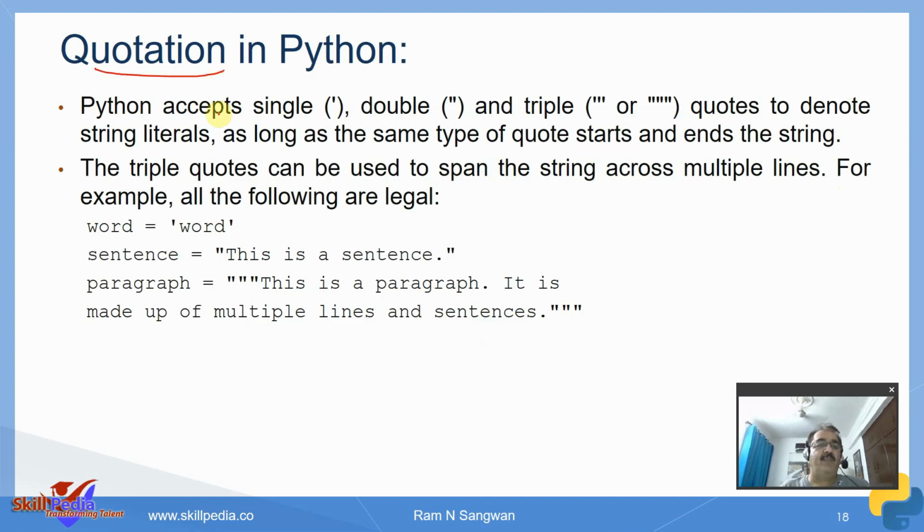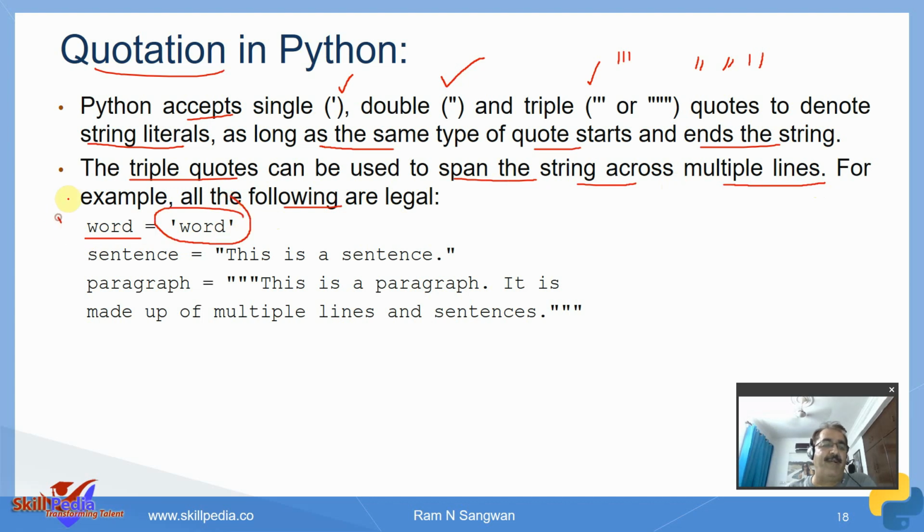Quotation in Python. Python accepts single quotes, double quotes and triple quotes. I mean three times single quote or double quote three times, to denote string literals, as long as the same type of quote starts and ends the string. The triple quote can be used to span strings across multiple lines. For example, this is legal. A word in single quotes, this is fine. A sentence in double quotes, this is fine. But a paragraph, you put in triple quotes and you close in triple quotes, and this is spreading across multiple lines.